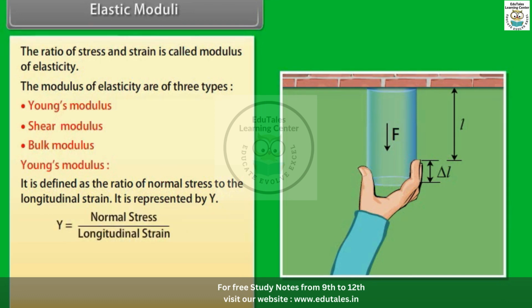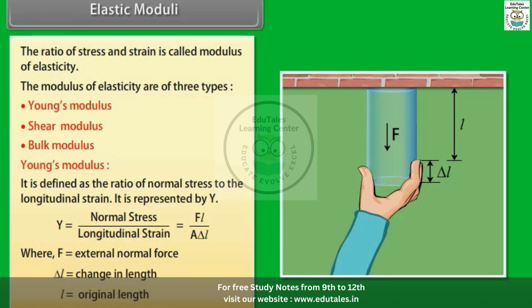Y is equal to normal stress upon longitudinal strain is equal to F into L divided by A into delta L, where F is equal to external normal force, delta L is equal to change in length, L is equal to original length.